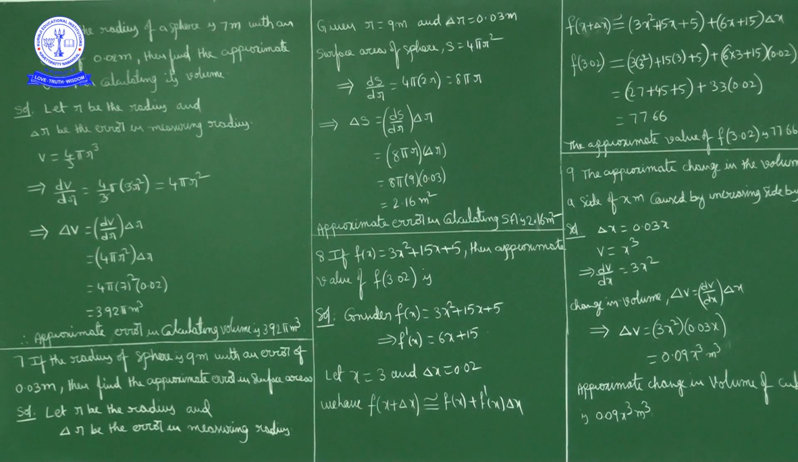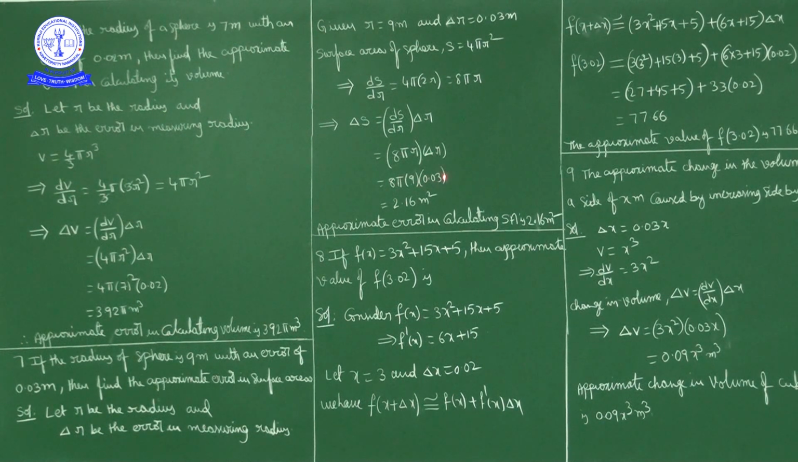Change in surface area. So delta s is equal to ds by dr into delta r. Now ds by dr is equal to 8 pi r, so 8 pi r into delta r. In place of r I will write 9, and in place of delta r substitute 0.03. So we get 8 pi into 9 into 0.03.